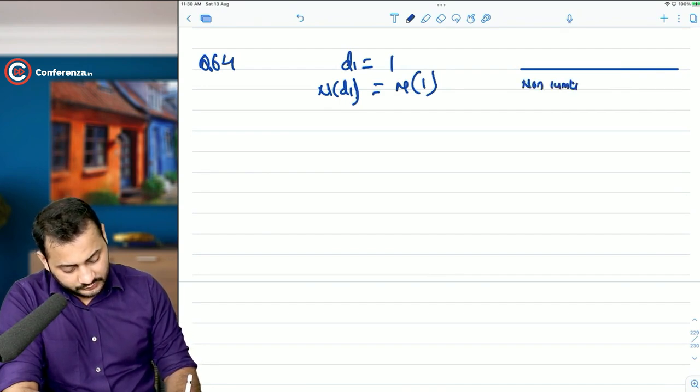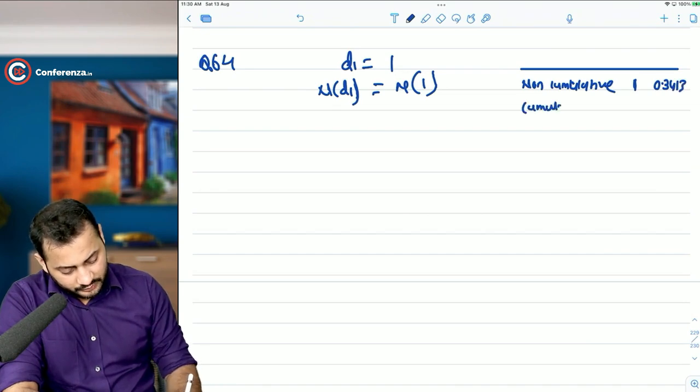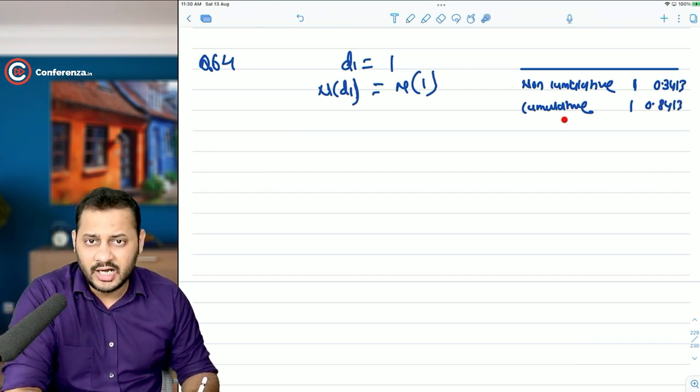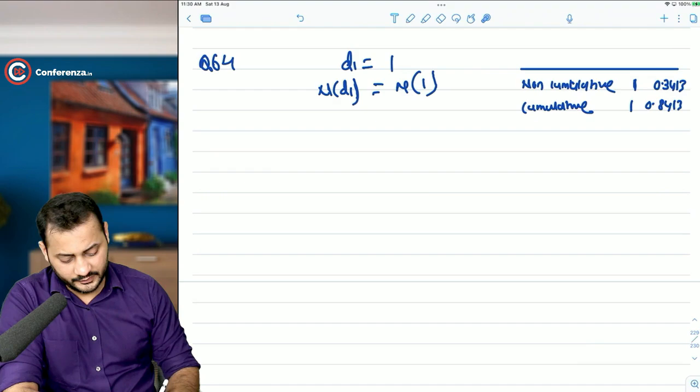non-cumulative. The non-cumulative value for 1 is 0.3413. The cumulative value for 1 is 0.8413. Cumulative means we add the other half also to this value. So 0.5 plus 0.3413 will be 0.8413.